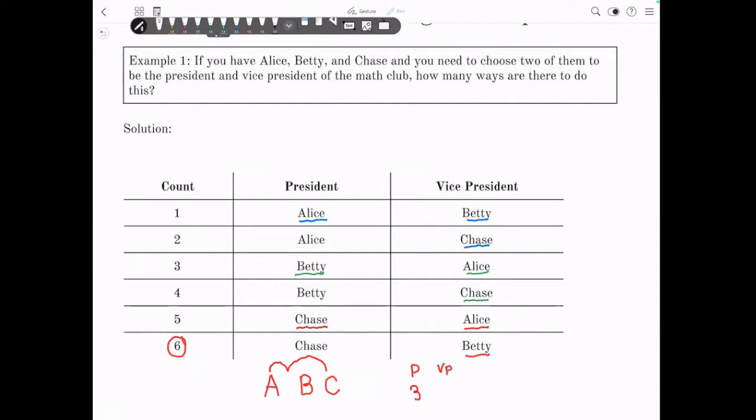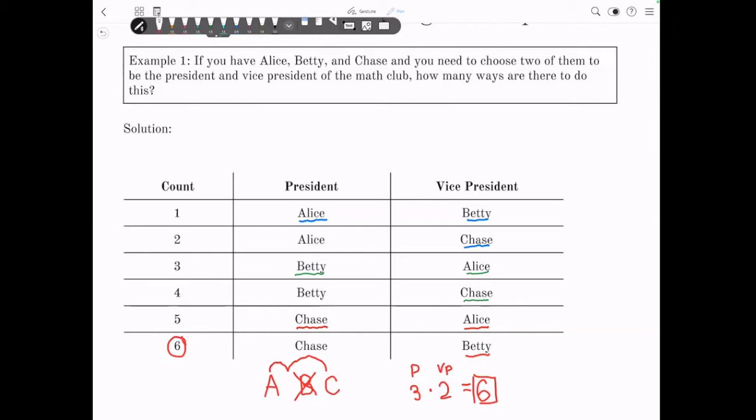Then for the vice president, it can be any of the people who are not already chosen as president. So let's say the president was chosen as Betty. Then we can cross out Betty, because Betty can no longer be the vice president as well. Therefore, there are two choices for the vice president, because it can be anyone of A or C, now that they're the ones who are not chosen as the president. Therefore, there are six ways to choose the president and vice president from three people. And as you can see, this is the same answer that we got when we just listed all the possibilities out. So, do any of you have any questions about this problem?